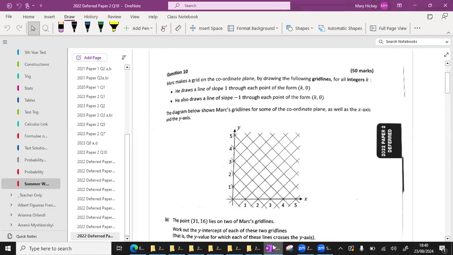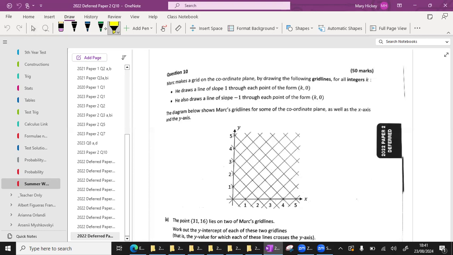Okay, 2022, paper 2 deferred, question 10. Mark makes a grid on the coordinate plane by drawing the following grid lines for all integers k. He draws a line of slope 1 through each point of the form (k, 0). He also draws a line of slope -1 through each point of the form (k, 0). The diagram below shows Mark's grid lines for some of the coordinate plane, as well as the x and the y axis.